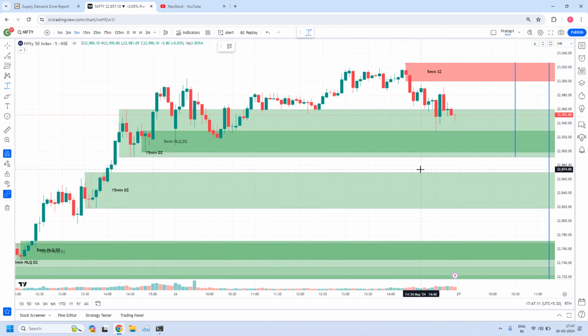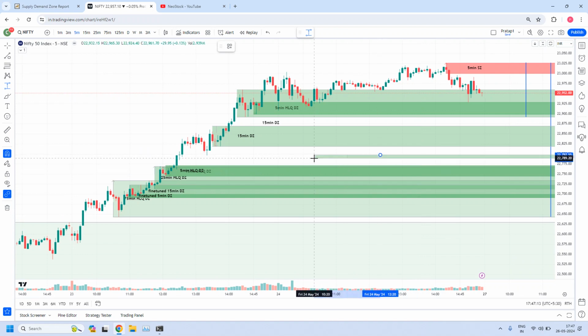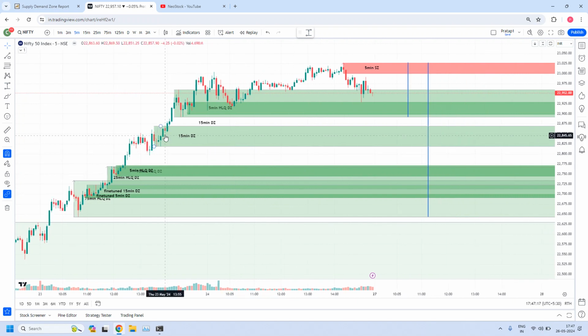That is the second possibility. Third possibility, if this 15 minutes demand zone is also violated, the trend will change to downtrend. That is a short term intraday trend I am talking about, because the 15 minutes ITF is from an intraday point of view. At the time prices will get support in this 5 minutes high liquidity demand zone, but still short trades will be enabled during intraday. At the time you can keep the range like this.